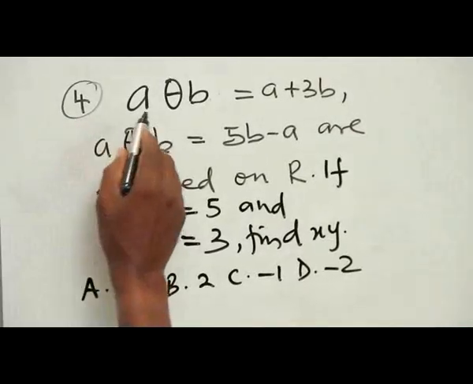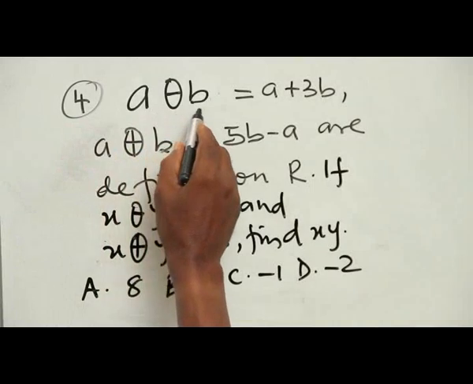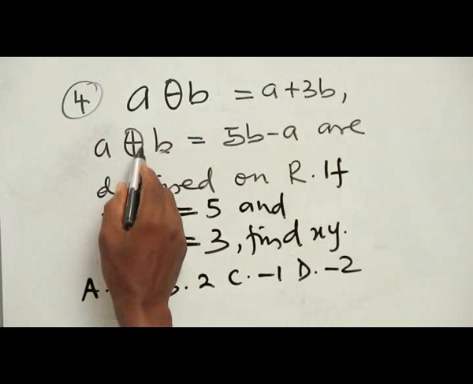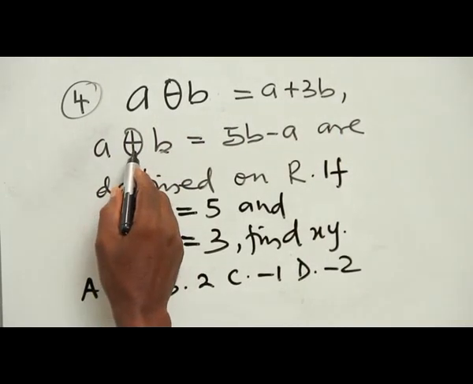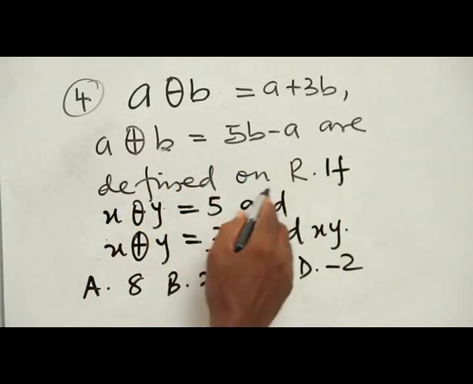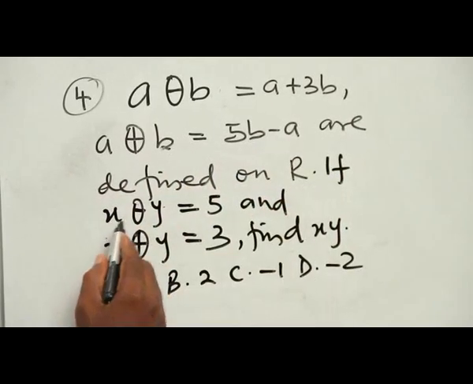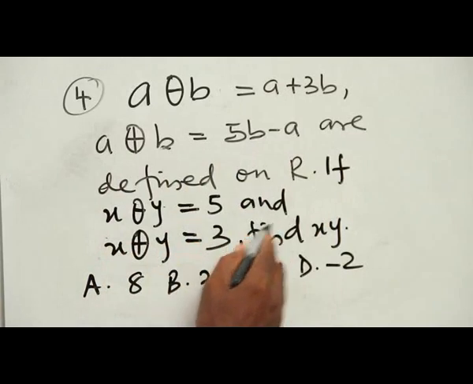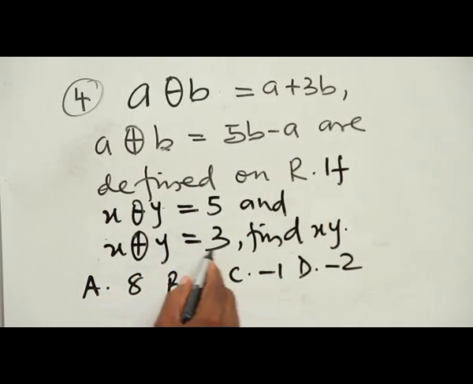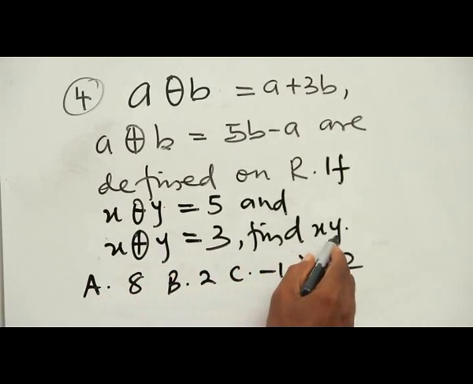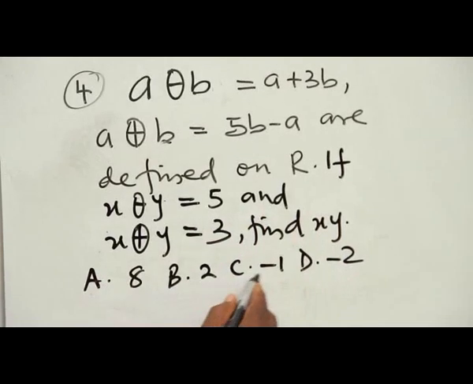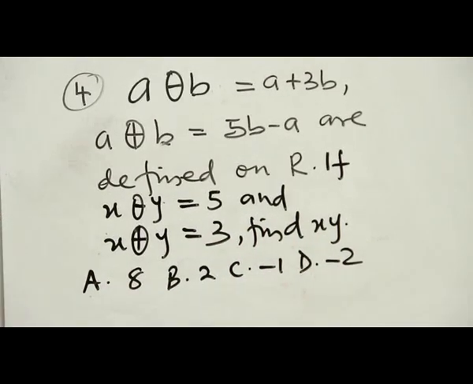Question number 4. A operated on B is equal to A plus 3B. A operated again on B, look at the different symbol, is equal to 5B minus A, defined on R. If S operated on Y is equal to 5 and S operated on Y again equals 3, find S, Y. Option A, 8, B, 2, C minus 1, D minus 2.